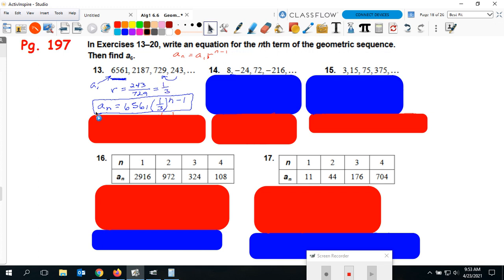So as we plug it in now, we start with a of n. It's kind of like the y. A of n is very much like y in function, or just your function f of x or y. So it's just more like the sequence notation for y. Equals your first term, 6561, times the common ratio to the exponent of n minus 1.